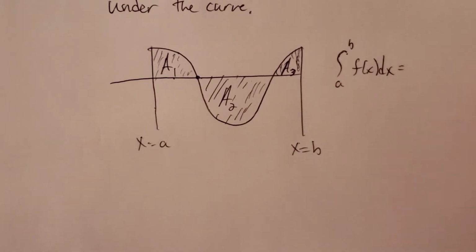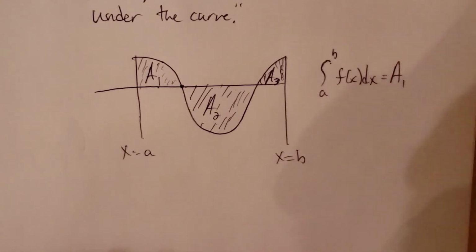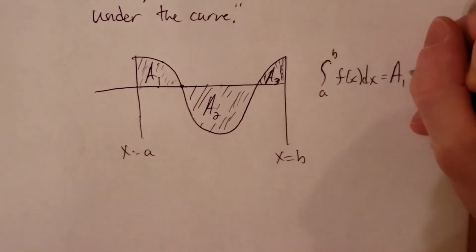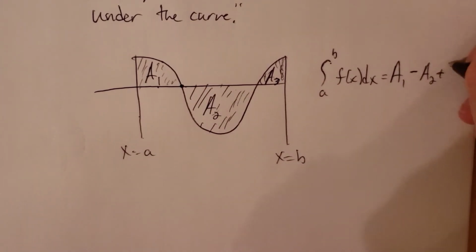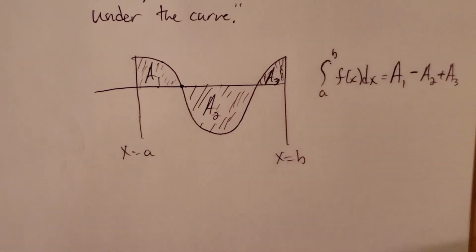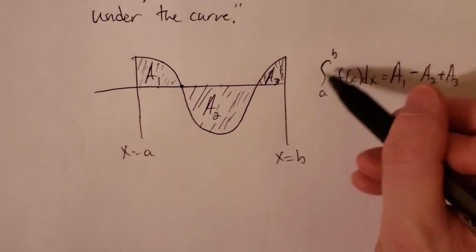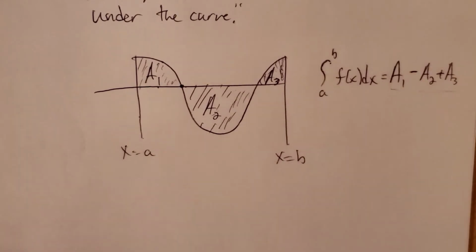Well, this definite integral from x equals a to x equals b is actually A1, where that area is positive, minus A2, where we subtract off the area of this region, plus A3, because again A3 is above the x-axis, so this region is positive. So when we integrate something like this, if we just calculate the integral, you will end up with something that is equivalent to A1 minus A2 plus A3 if the function looked like this on that interval from x equals a to b.